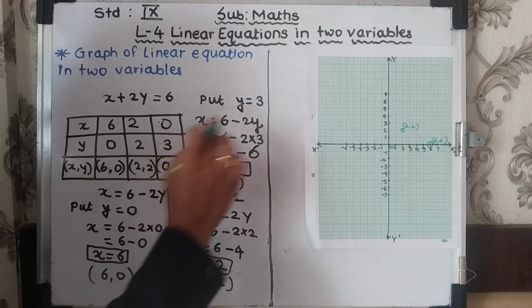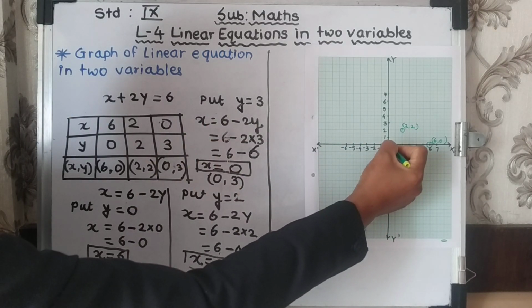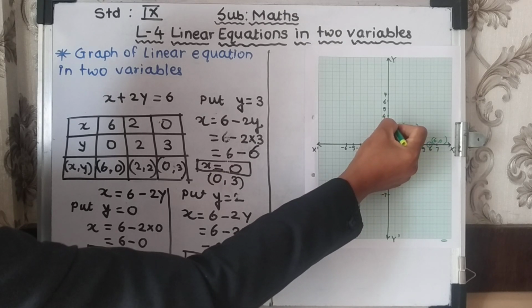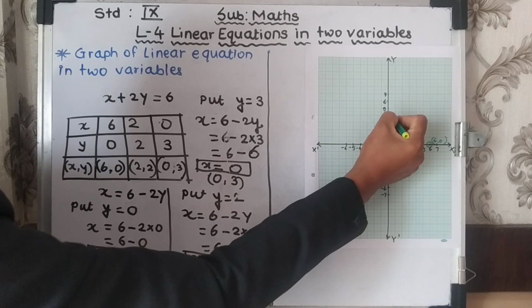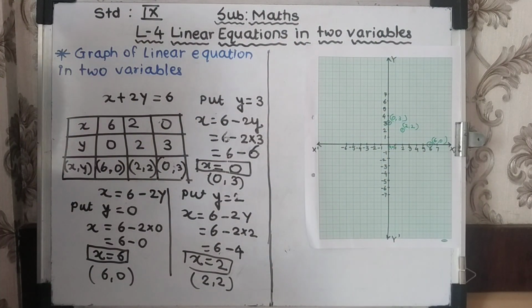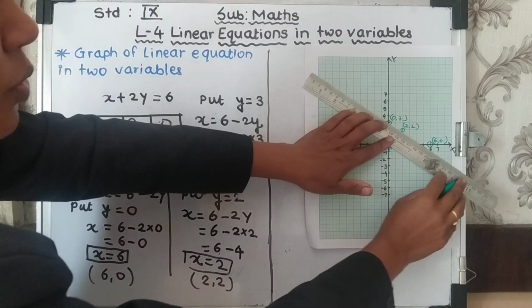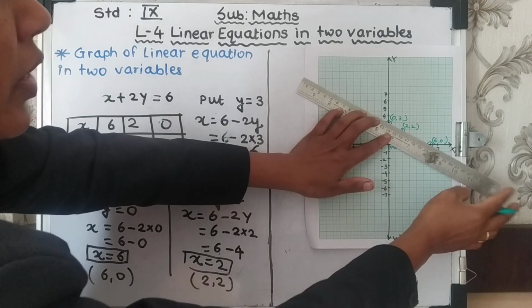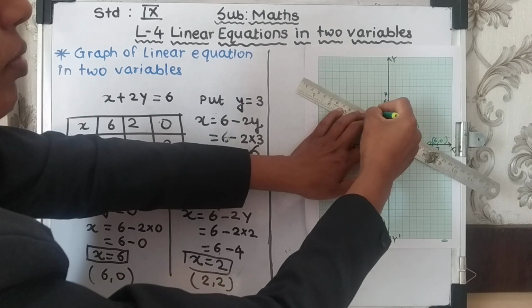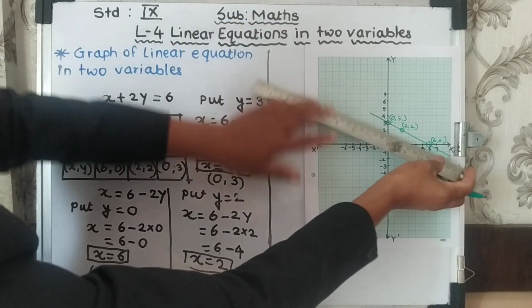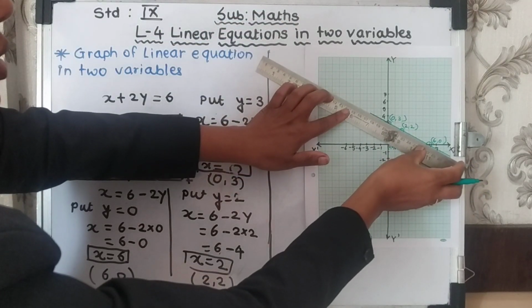(0, 3) we will plot. So 0 is from the x-axis and 3 is on the y-axis. So we will move here. So this is (0, 3). Now these points we will join with the help of a scale. So put a scale and just draw one straight line through them. Now this is a line.